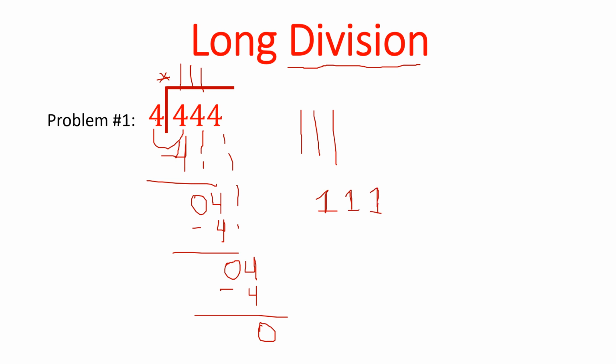Because you really divided 4 into 444, this number here on top times this number should equal this number. So all these numbers are related. So if you do 111 times 4 and you multiply straight, 4 times 1 is 4, 4 times 1 is 4, and 4 times 1 is 4. So now you know your answer is correct.